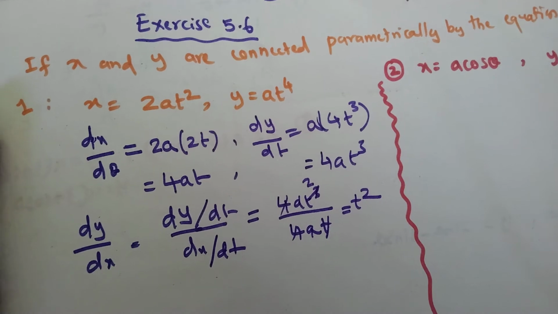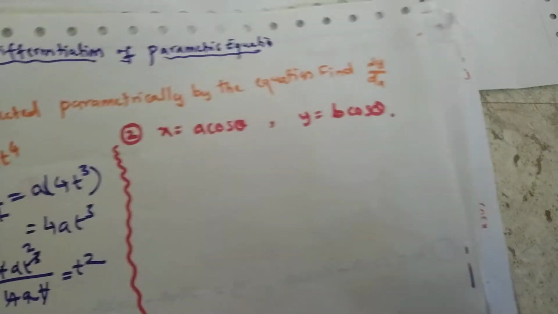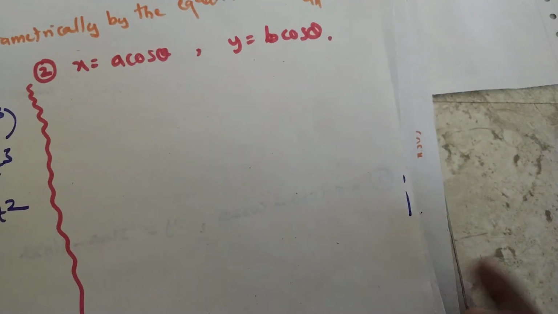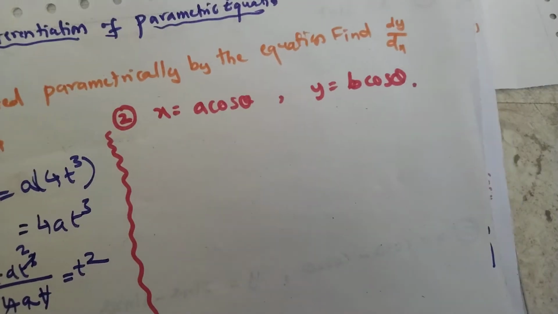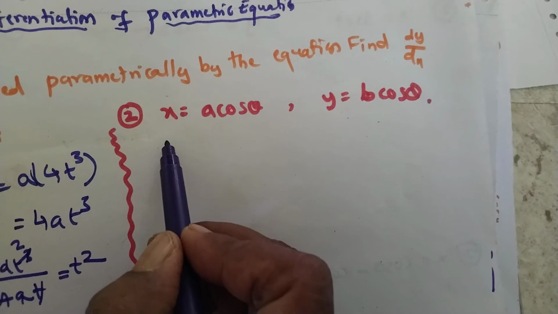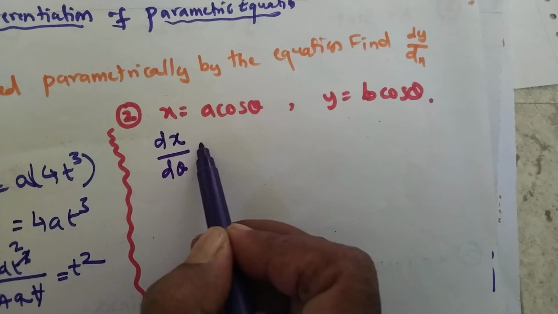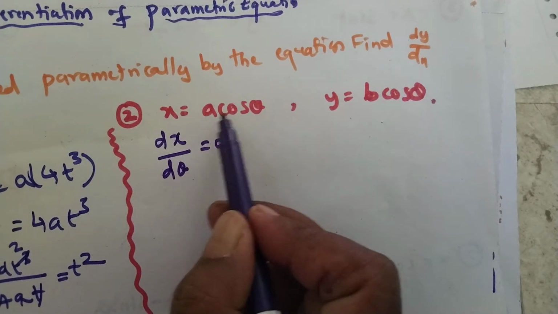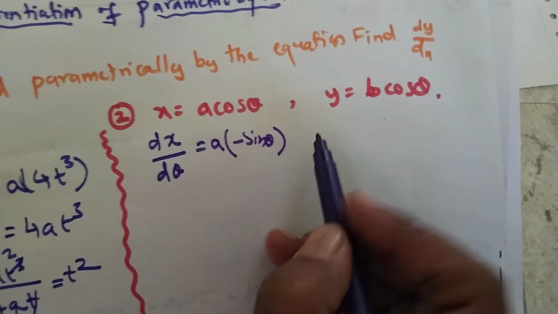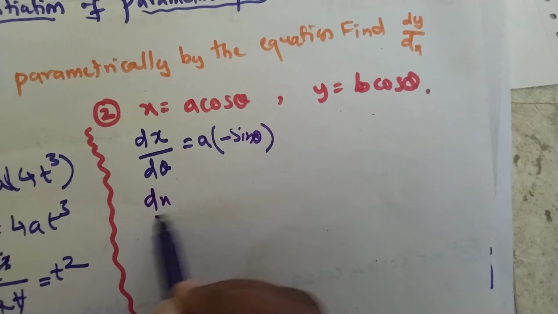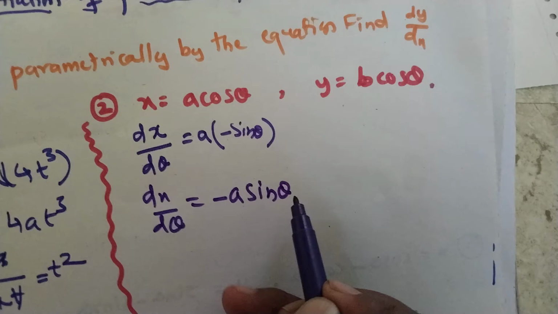This is example 1 of exercise 5.6. Come to the next example. x equal to a cos theta and y equal to b sin theta. By the same method we are solving. Differentiate x with respect to theta. a, keep it as it is, it is a constant. Differentiation of cos theta is minus sin theta. So our dx by d theta is minus a sin theta.